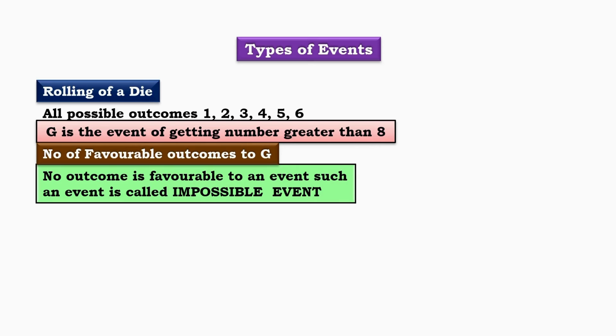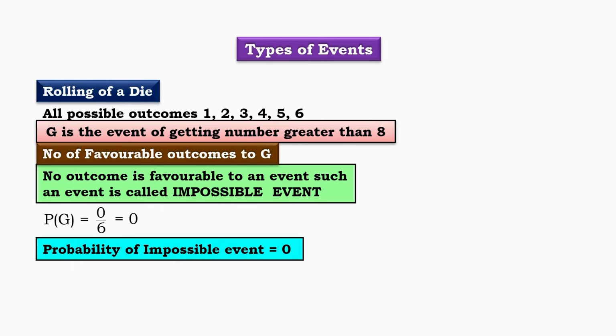Impossible means which cannot occur. So getting more than 8 is not possible when you roll a dice, because we can only get 1 to 6. Beyond that, we will not get anything. So this is called an impossible event. P of G is 0 by 6 because the number of favorable outcomes is 0. So 0 by 6 is equal to 0. So the probability of any impossible event is always 0.